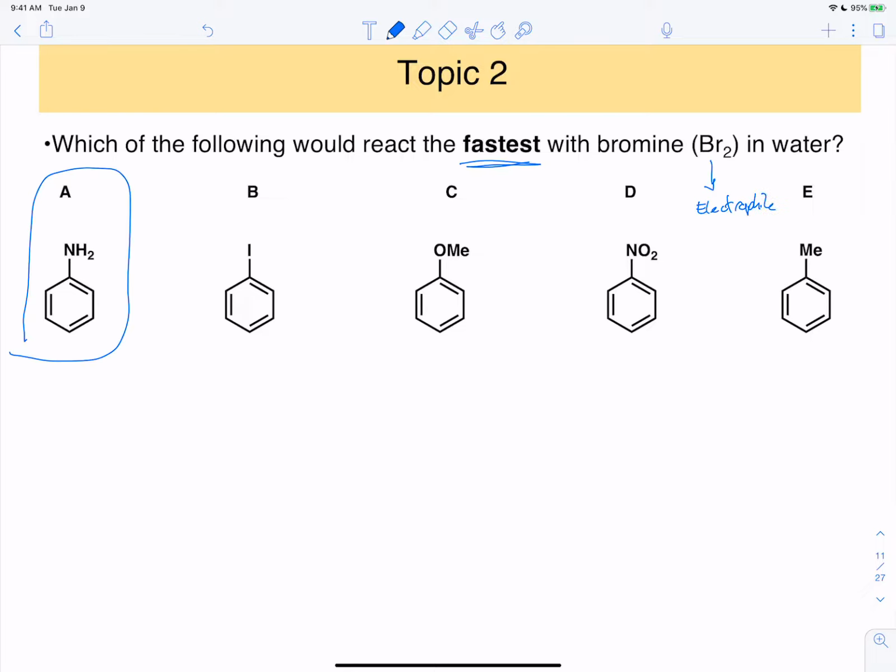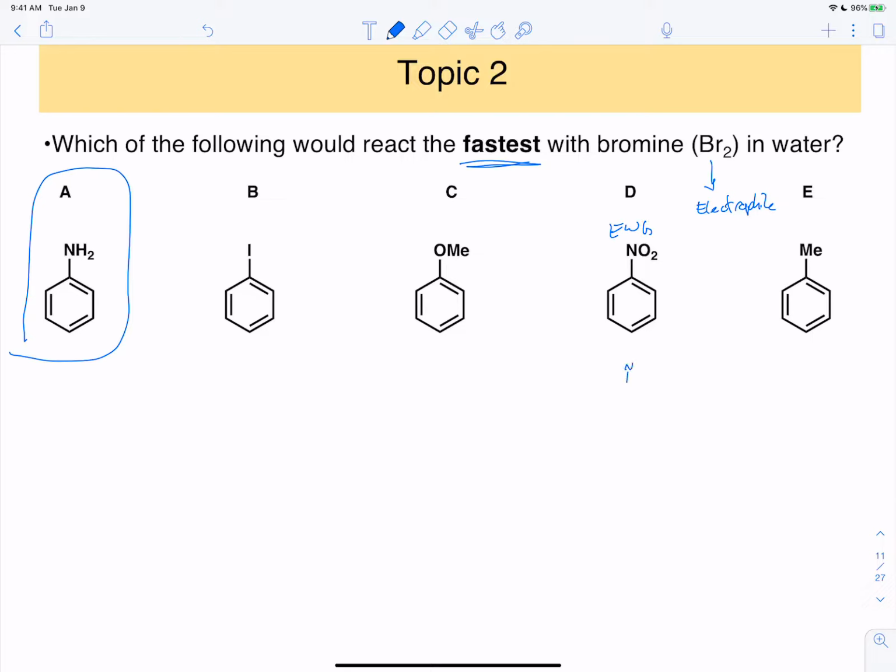So we want to figure out which one of these benzene rings is the most electron rich. So we need to be able to identify what these different substituents are. Are they going to be electron donating groups? Will they be activating groups? Or will they be electron withdrawing groups? The nitro group is our strongest electron withdrawing group.